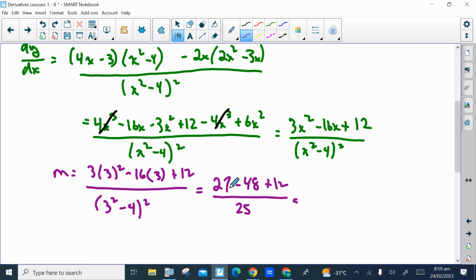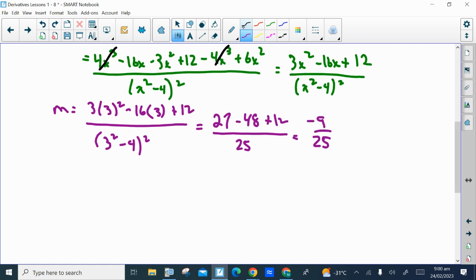So 27 and 12 is 39, minus 48 is negative 9 over 25. So that's the slope of the tangent. And now we can find the equation.